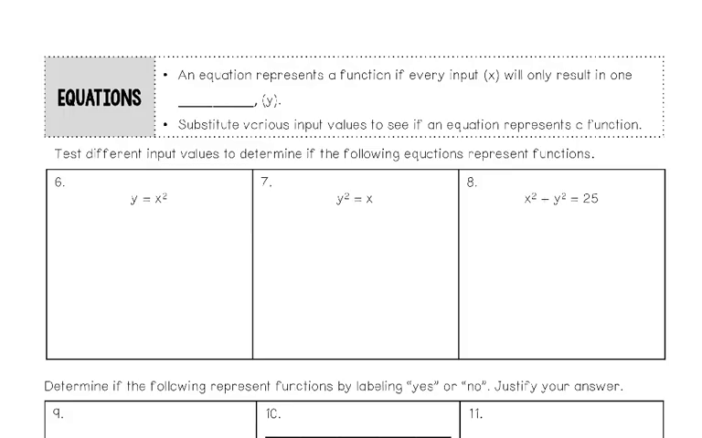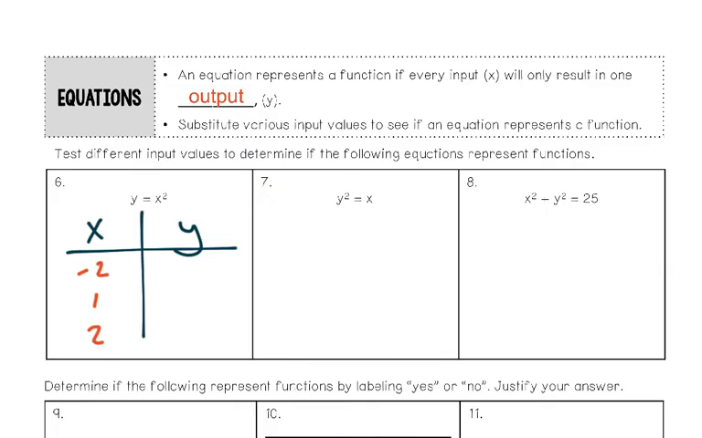We can also identify functions from equations, and they're going to follow the same rule. See if you can fill in the blank. For an equation to represent a function, every input will only result in one blank. Exactly one output. That's the rule for a function in a set of ordered pairs, a table, or a graph. So it's the same thing for an equation. The only thing different about the equation is that it's not necessarily giving you the inputs and the outputs. So one strategy you could use is to substitute different inputs in and see if you get different outputs.